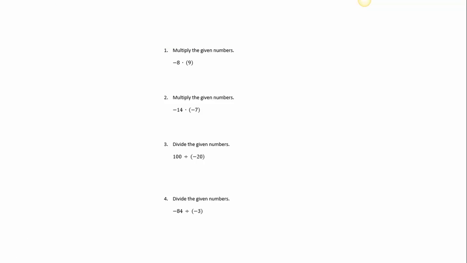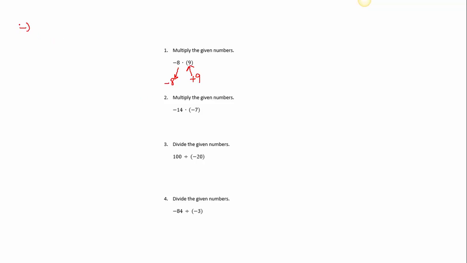Alright, let's go over review quiz number 2, and let's start with number 1. Multiply the given numbers. You notice that one of the numbers is positive and the other one is negative. This is a positive number, it's a plus 9. We don't have to include the positive sign. And this is a negative number, an 8.